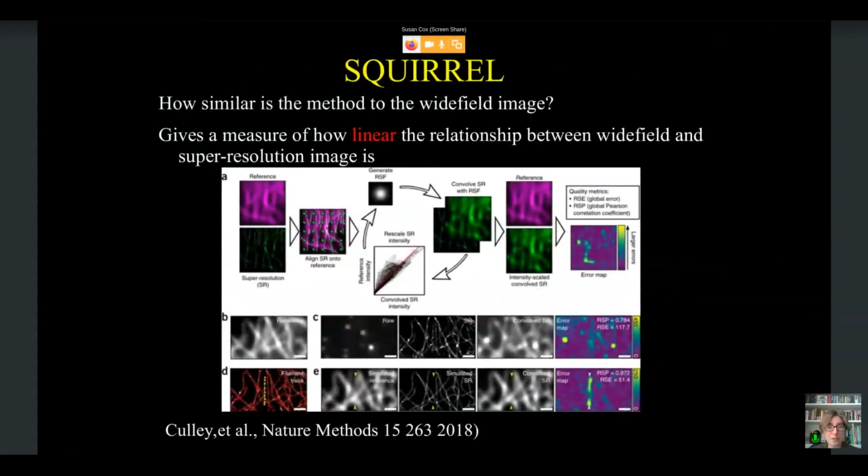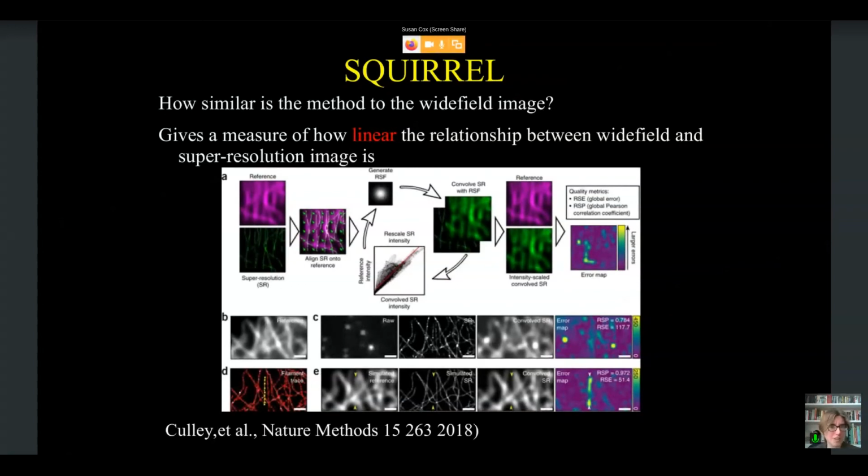So I want to bring up something that we're going to bring up again later and think about in more detail. A couple of years ago, there was the first real attempt to do error mapping in localization microscopy images. And this was called SQUIRREL and was developed by Sean Cully at UCL. And it's very much something that inspired us. It was a really interesting approach. So let's just think about what they did, and then I'll discuss later the advantages and the limitations of this approach, so what it can give you when you try and assess your own images.